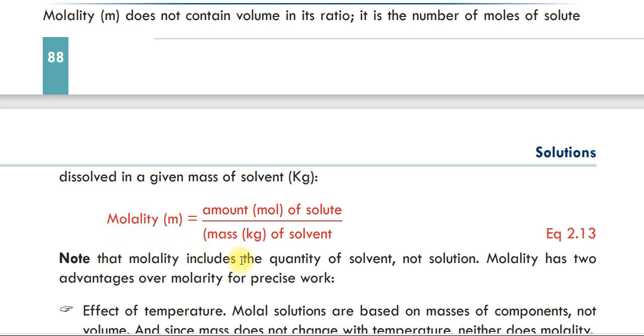Note that molality includes the quantity of solvent, not of a solution, and it is not expressed by volume. Molality has two advantages over molarity for precise work.